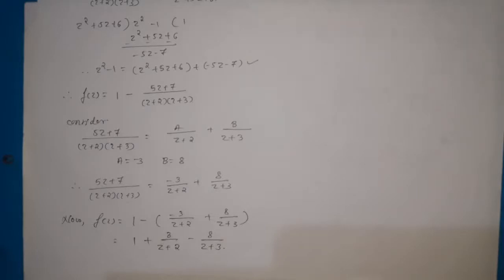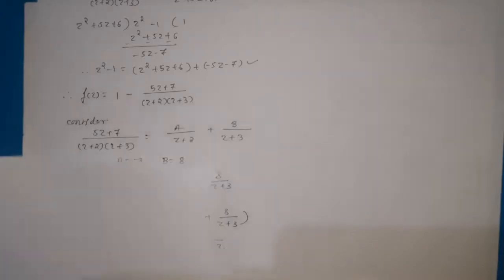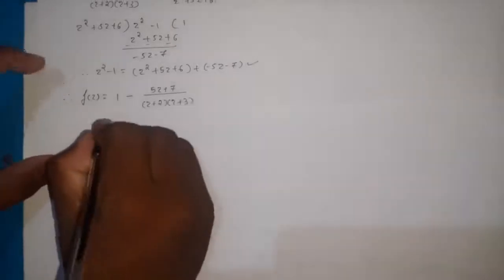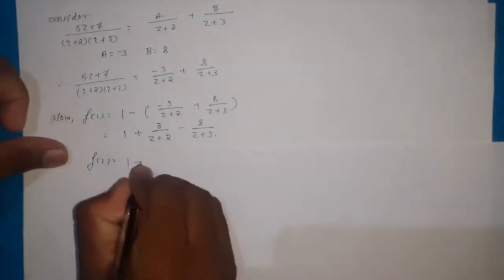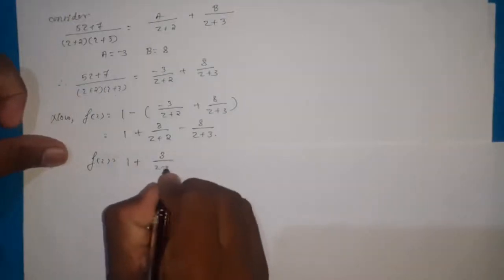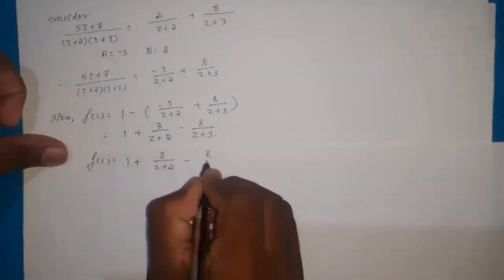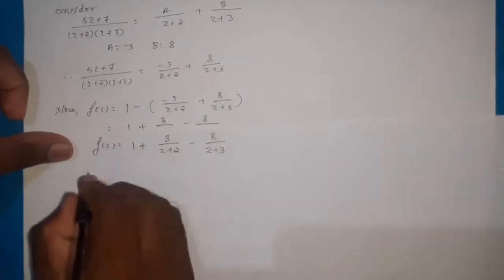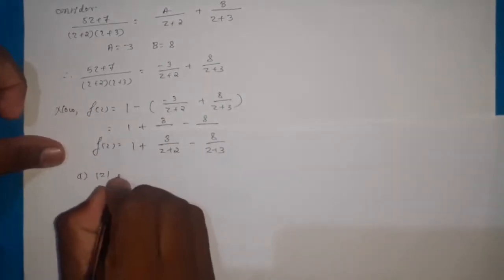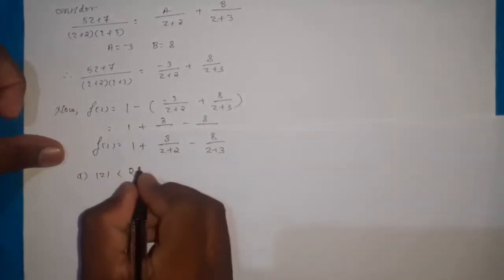Then go through the regions. The first region is mod z less than 2. So here f of z equal to 1 plus 3 by z plus 2 minus 8 by z plus 3. The region is mod z less than 2.